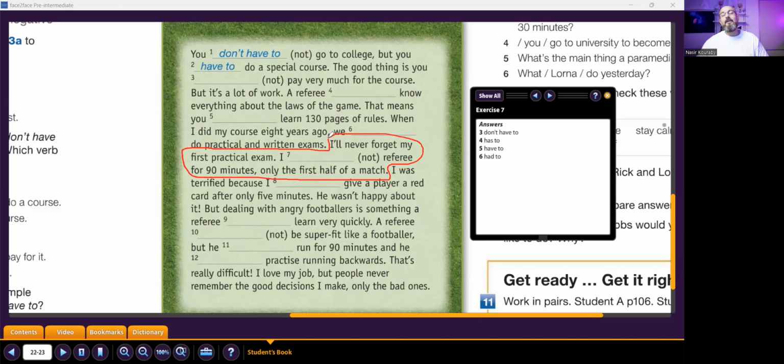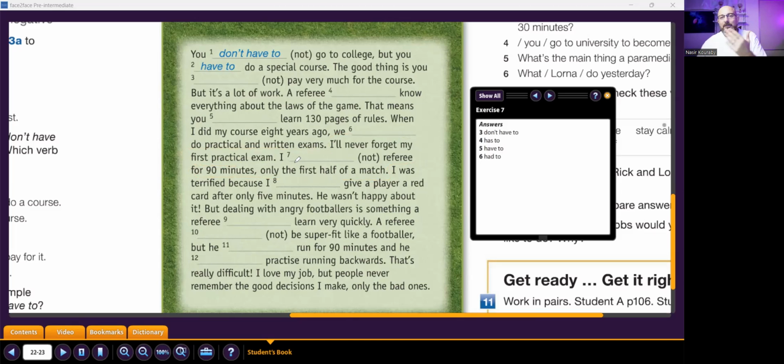Do I have a sign for the past here? I will never forget my practical exam. No? When you talk about you don't forget something, why? Because it's now or it's in the past? People forget or don't forget things in the past. So when he said, I will never forget my first practical exam, it's a first practical exam that happened in the past. So that means what? It's in the past.